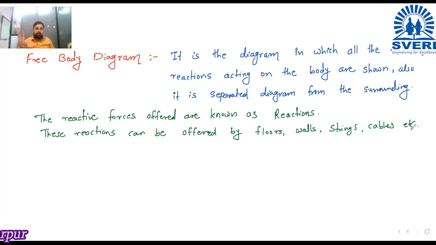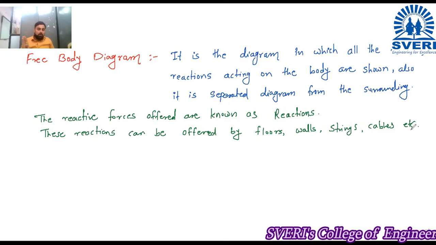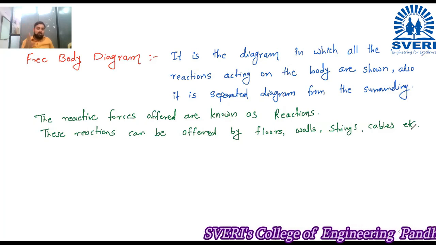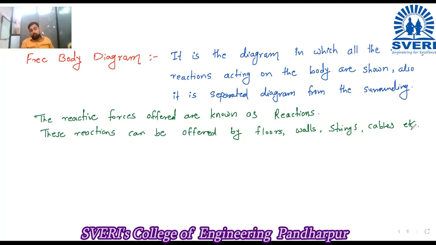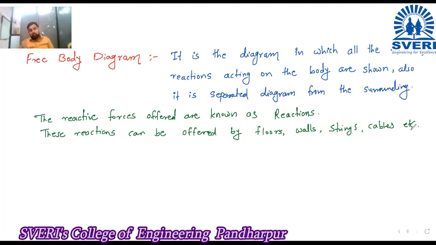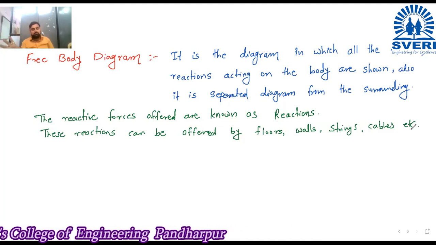Then third equation, summation M is equal to 0. Correct. So the algebraic sum of the moment of all the forces about any point in their plane is 0, that is summation M is equal to 0. So based on these three equations, in tomorrow's lecture, we will take the numerical.